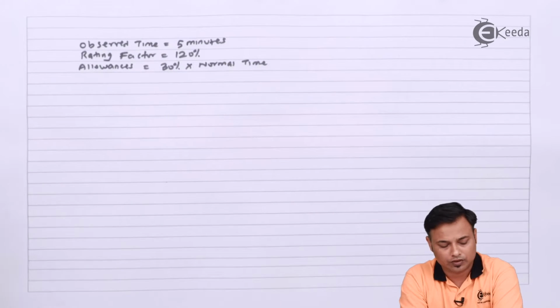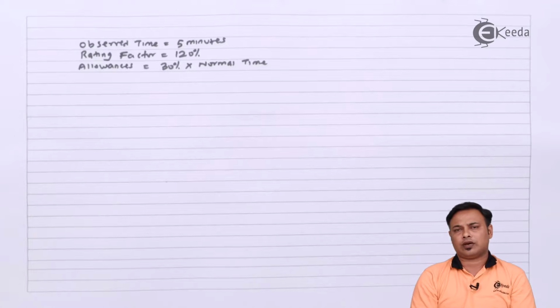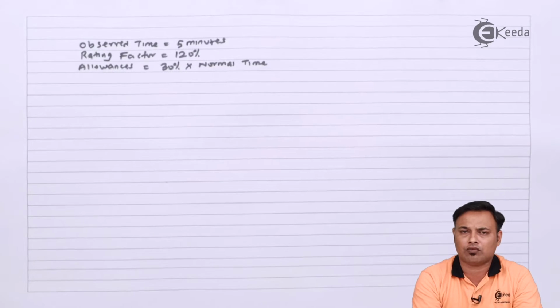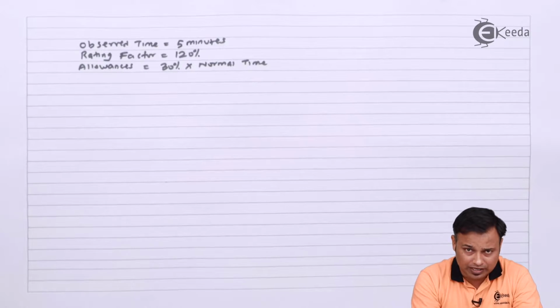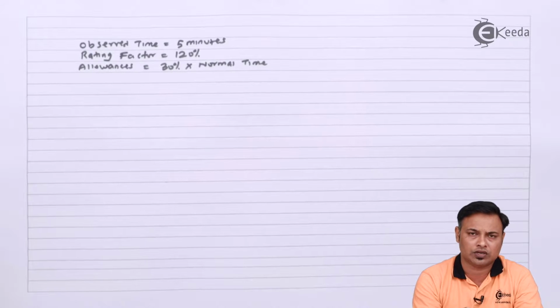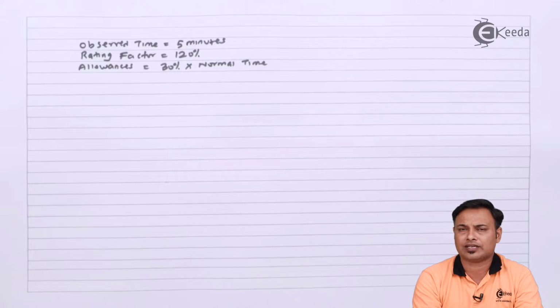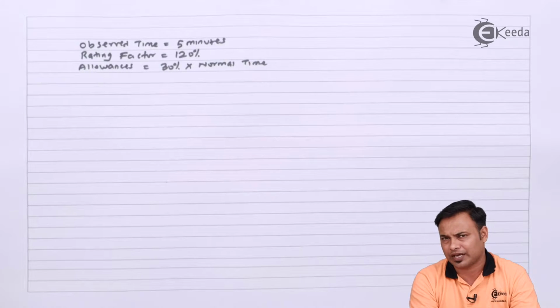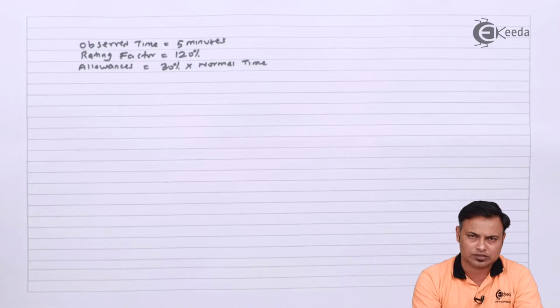Normal time. First we need to calculate the normal time. Once I get the normal time, I can find out what is the standard production in an 8 hours shift or in an 8 hours duration. For that purpose, I need to find out the normal time or the standard time taken for one unit of production. Now they will give something called the rating factor. Now rating factor is again something similar to weights.